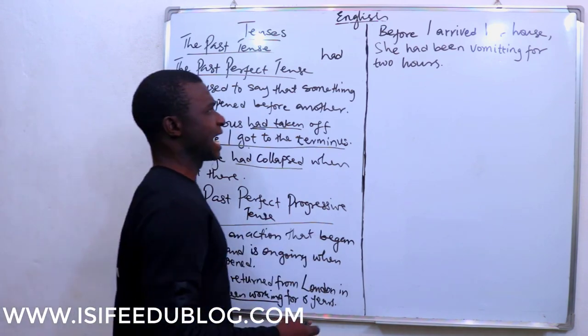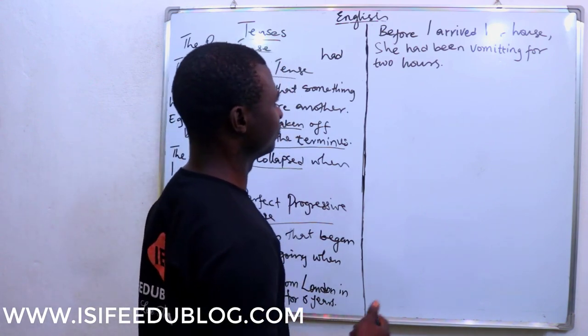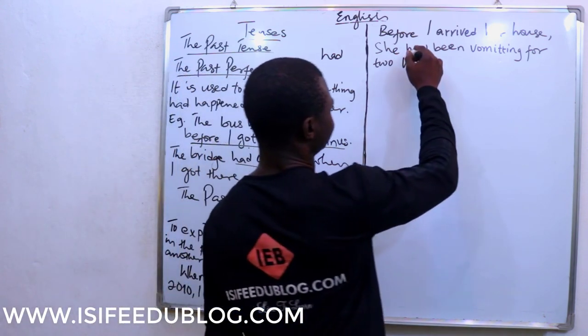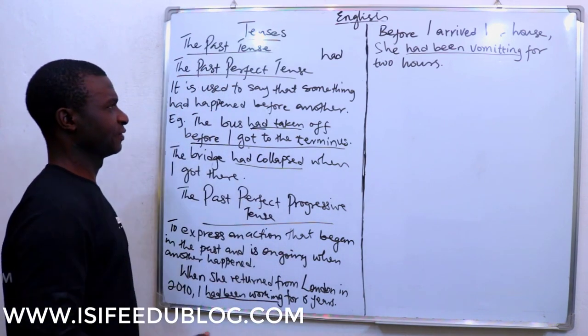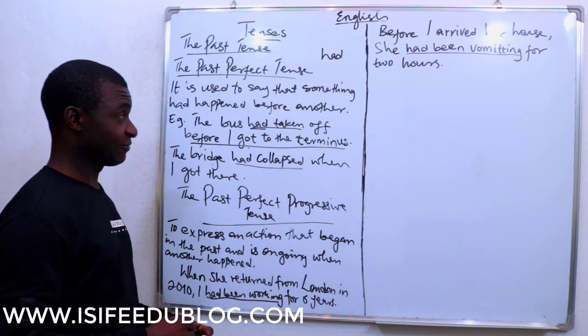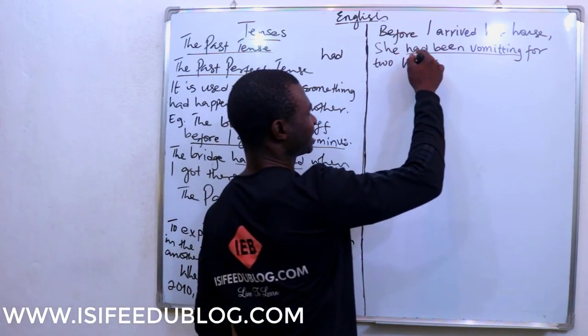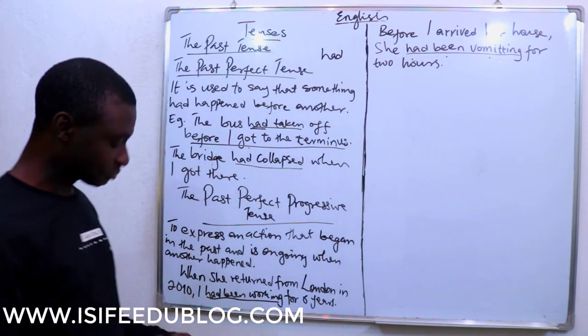Before I arrived at her house, she had been vomiting for 2 hours. She had been vomiting is the past perfect progressive form. Past perfect progressive. That's what we mean.